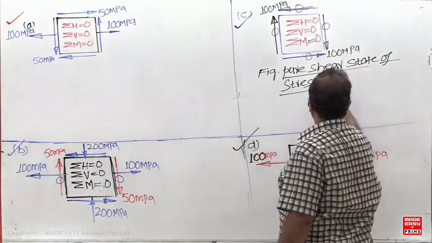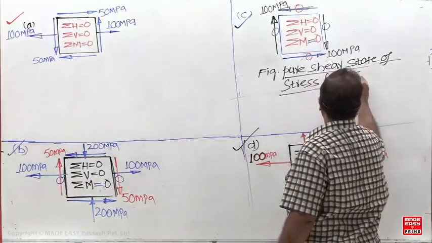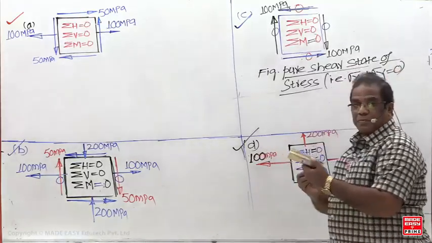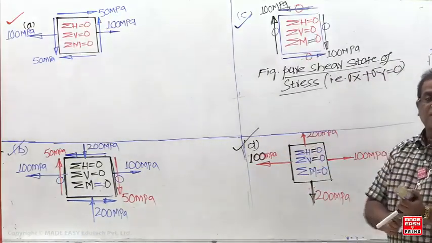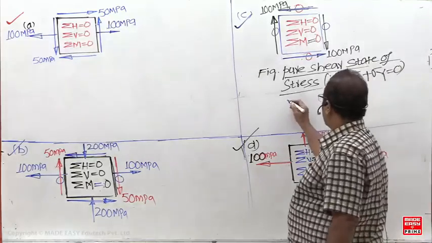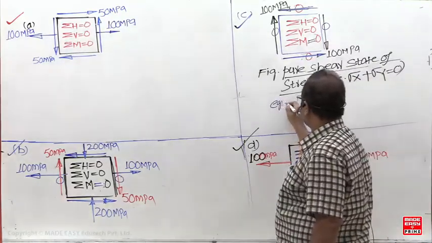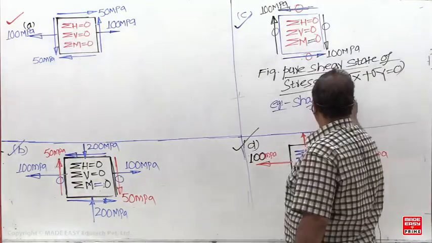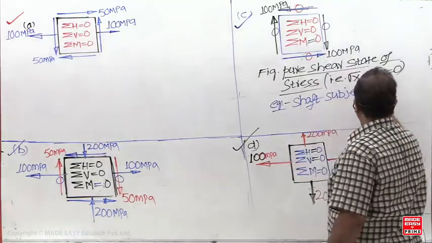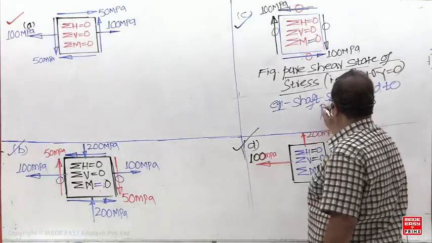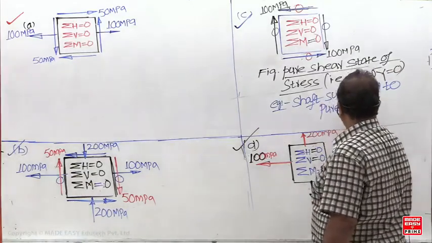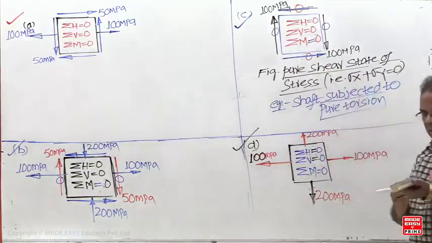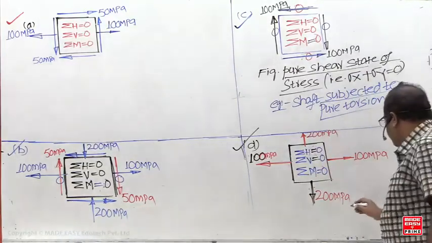Pure shear state of stress means sigma x plus sigma y is 0. And what is the practical example for this? A shaft subjected to pure torsion. Pure torsion. And what is this an example of now?